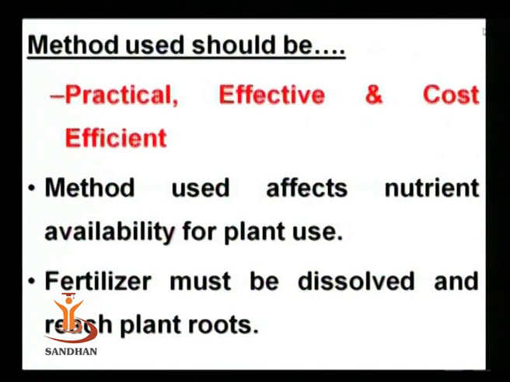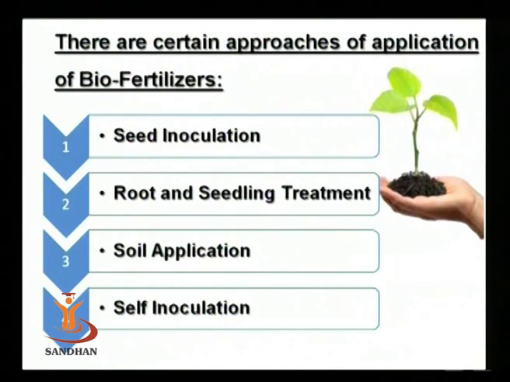But whenever we are going to use any of the methods, we have to keep some points in our mind: that this method should be practical, effective and cost efficient. The method used also affects nutrient availability to the plant, and the fertilizer must be dissolved, then and then only it will act properly and enhance plant growth. So which are the methods available? There are mainly 4 methods: seed inoculation, root and seedling treatment, soil application, and then self inoculation. Now we'll start our discussion with seed inoculation.